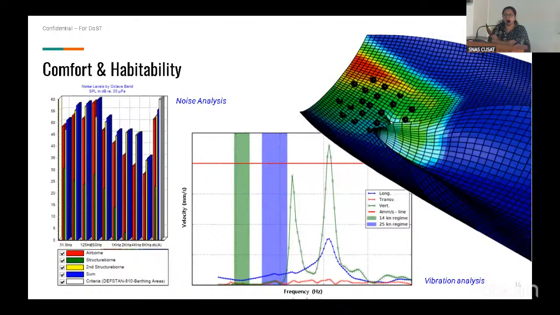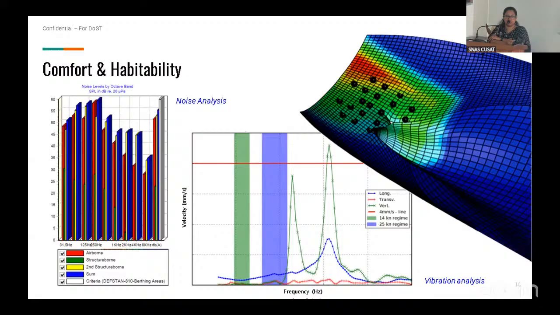Now, talking about comfort and habitability. We have specific requirements in the rules for the comfort and habitability of the passengers and crew on board the vessel. So we will be doing full ship vibration analysis with free vibration and frequency dependent analysis, frequency response analysis, and get the results in terms of output velocities, and we ensure these output velocities are well within the limits as specified by the rule.